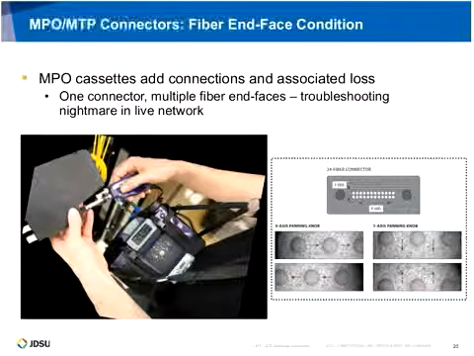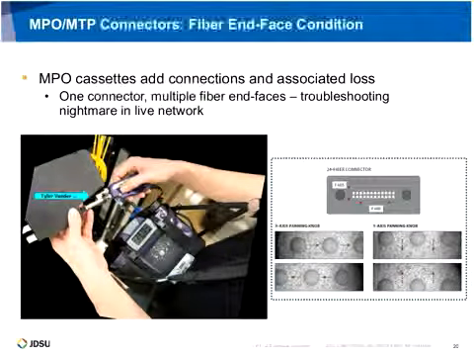I highlighted before that MPO, MTP connectors as well. Oftentimes you'll see this in those cassettes. And the thing that I really want to reiterate here is that because an MPO has multiple fibers in a single connector, you want to make sure that you can effectively see every single one of those fibers. So you can see here on this picture, there's a special tip on the end of that probe microscope that allows you to do that.